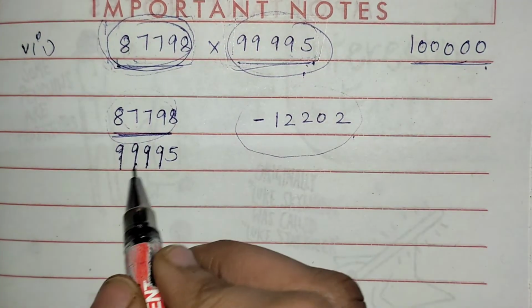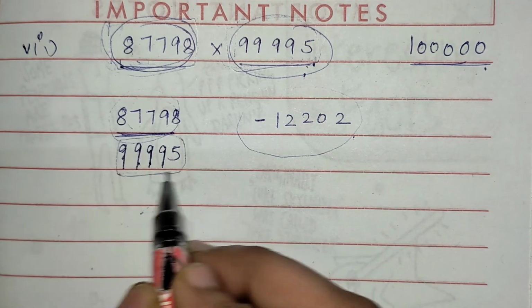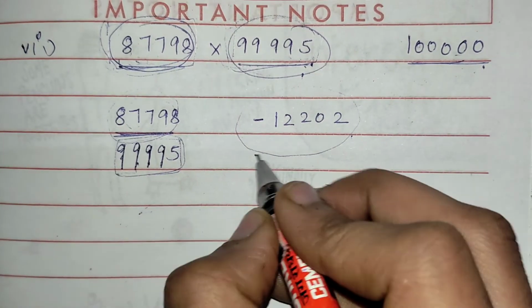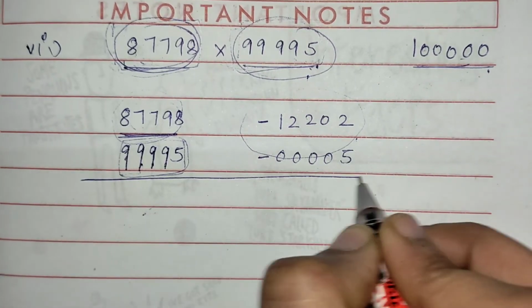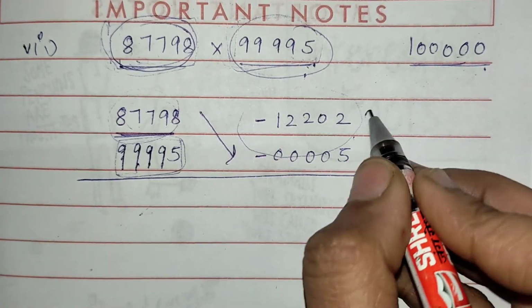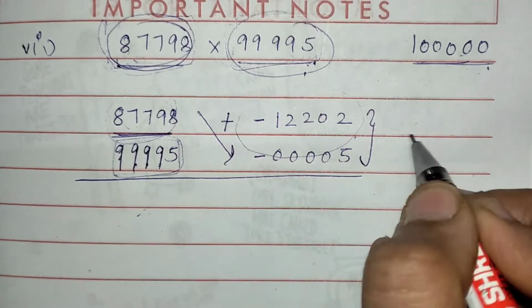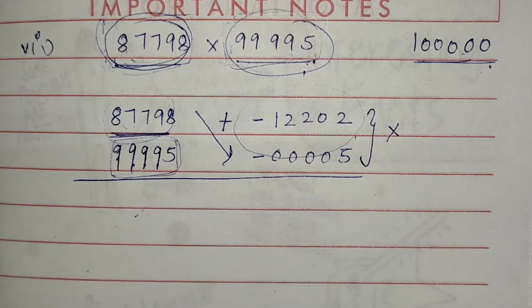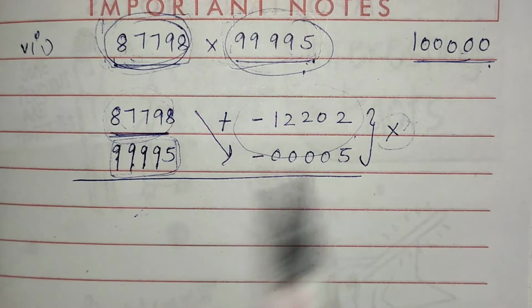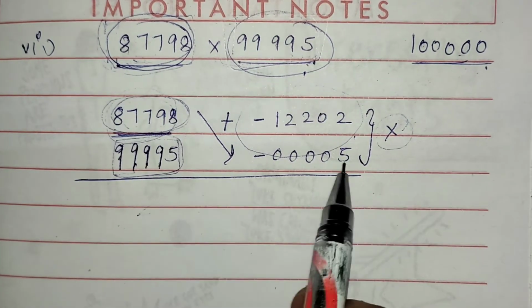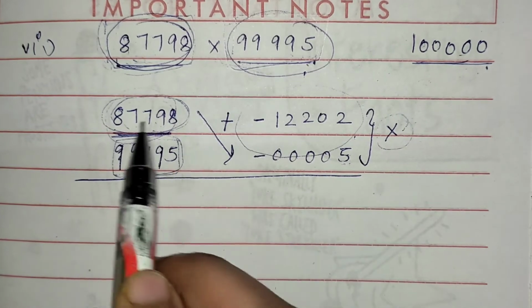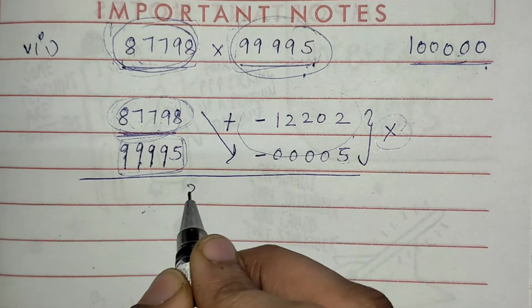Okay, so moving to this value. This value is how much lesser than this? This value is minus 0005. See how simple it is and how fast it is. You have to do addition of these two values and you have to do multiplication of these two values. So if you add only 5, you have to add only 5 to this value. So what will you get?